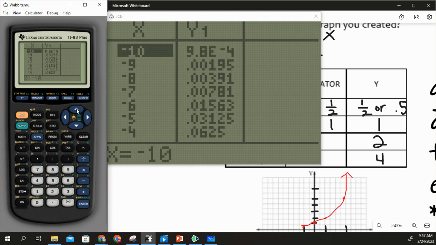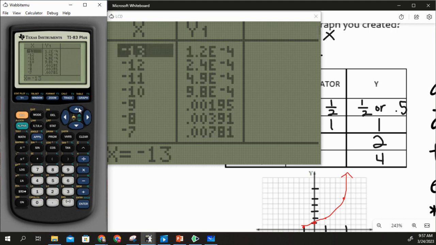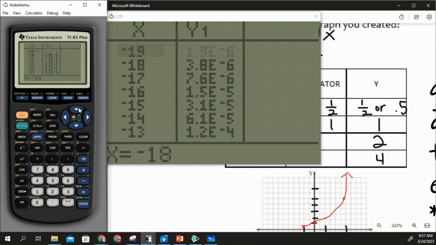And then around -10, you start seeing this E pop up. This is scientific notation. This means that this thing is so small, has like 4 zeros before you even get to the number for the decimal. Same thing for the next one. It keeps getting smaller and smaller and smaller. And it's going to keep getting down closer to 0, but it's not going to cross 0.